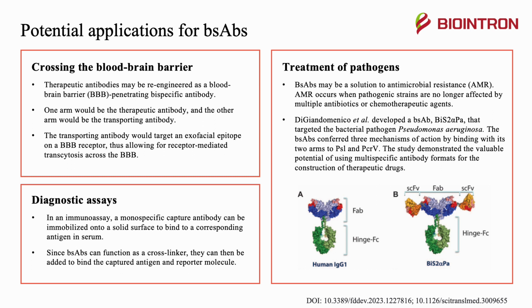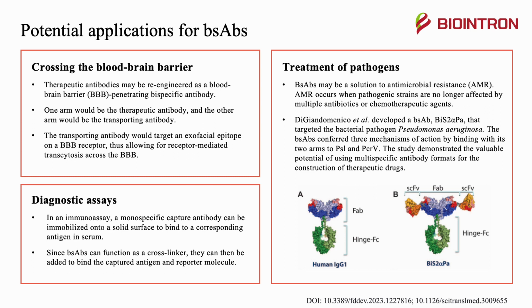In an immunoassay, a monospecific capture antibody can be immobilized onto a solid surface to bind to a corresponding antigen in serum. Since bispecific antibodies can function as a cross-linker, they can then be added to bind to the captured antigen and reporter molecule. Another application could be for the treatment of pathogens, specifically antimicrobial resistance, also known as AMR.